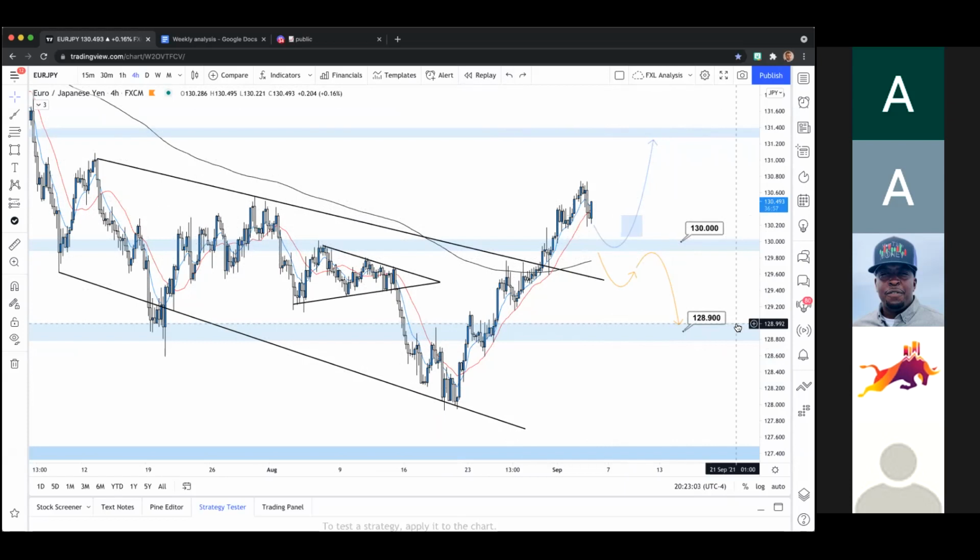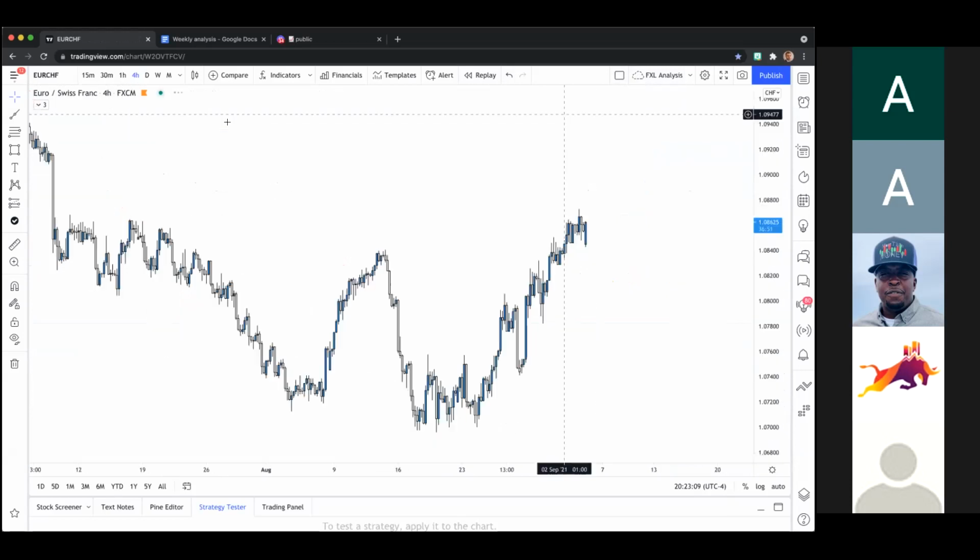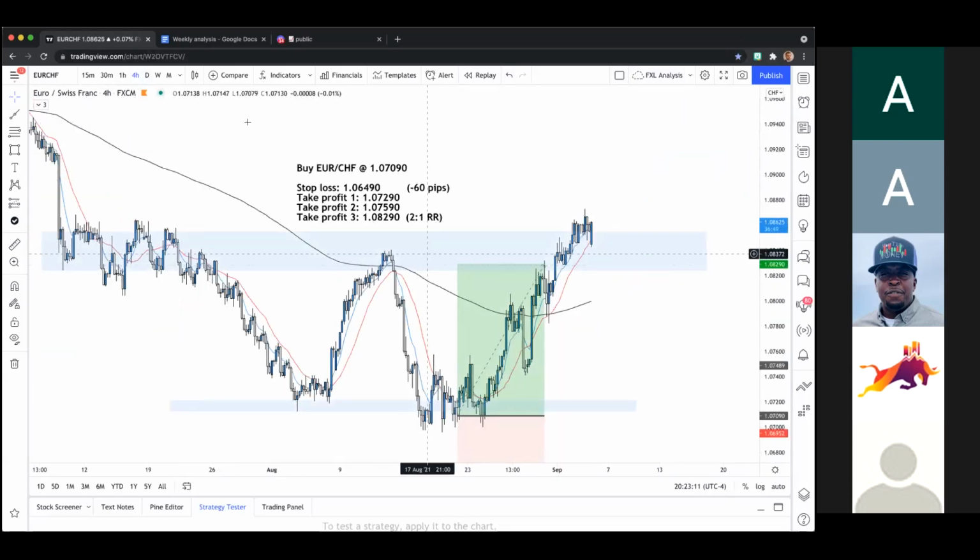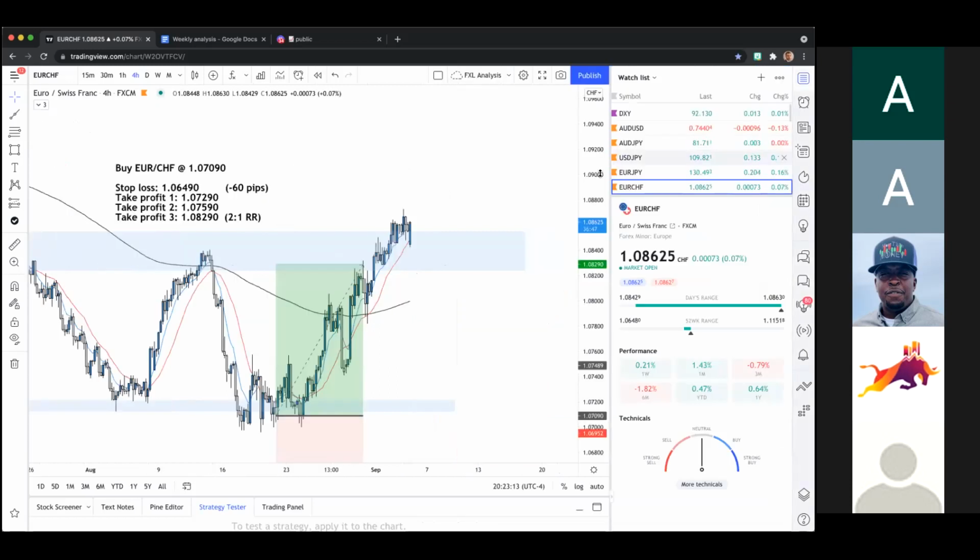So EJ is looking good, guys. This one's pretty nice. I like to see that structure form and get in on EJ this week. That'd be a good one. All right, so that is not the right pair. That was a trade.